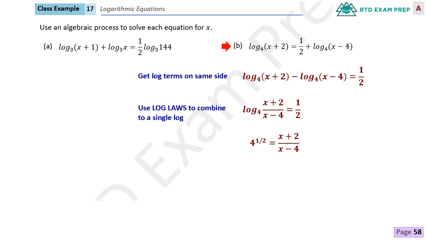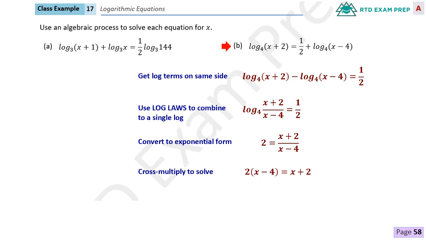Now we will convert from logarithmic to exponential form. So the base of 4 of that logarithm will become the base of 4 for our power. So we get 4 to the power of 1/2 is equal to the argument of x plus 2 over x minus 4. And at this point, we'll evaluate 4 to the 1/2 as being the square root of 4, which is 2.